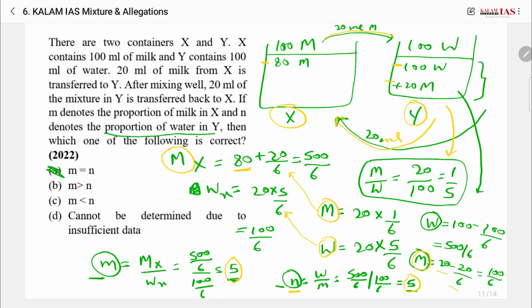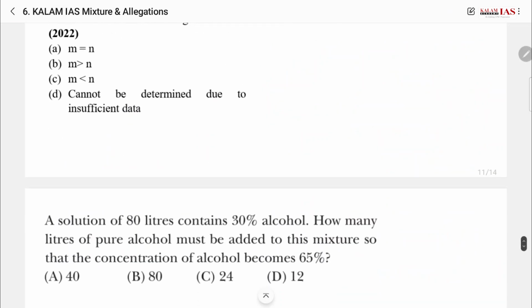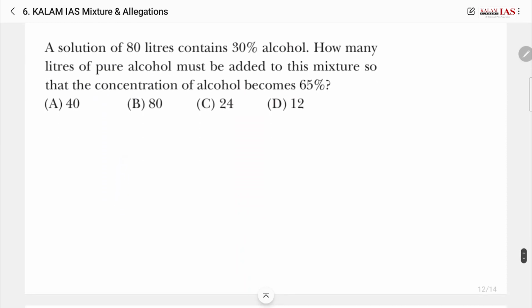No formulas required, just keep track of the processes that are happening and you'll get your answer. Moving on to the next question. You have another 1.5 minutes and then we will solve this.